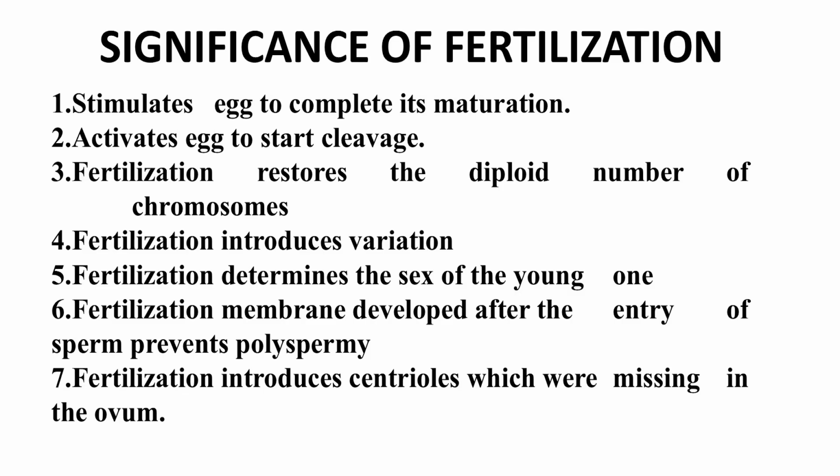The activation of the egg will start and cleavage will lead to growth of mass. Thereafter, the fertilization also helps in restoring the diploid number of chromosomes and it also induces variations among the individuals. The fertilization will also determine the sex of the organism and the membrane that will develop after the fertilization has taken place will prevent further sperm entry, which is polyspermy. And the major significance is it will introduce centrioles which were not there in the ovum.